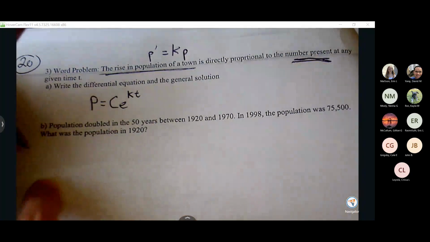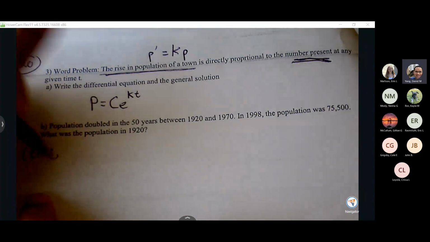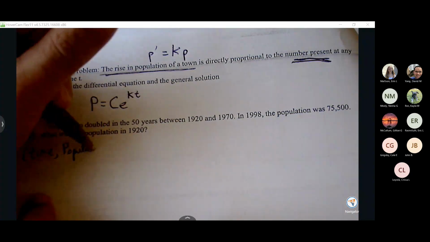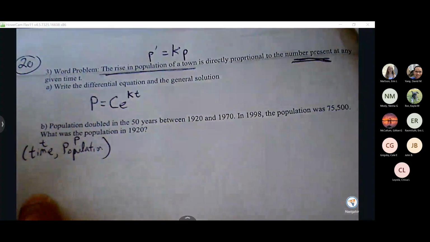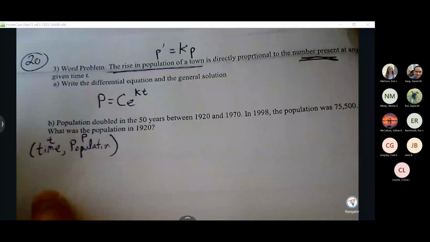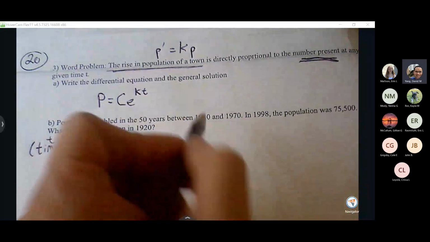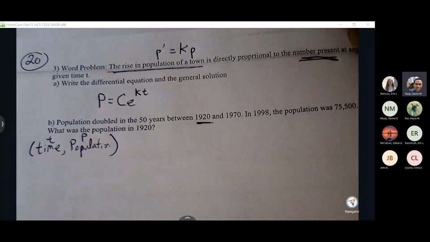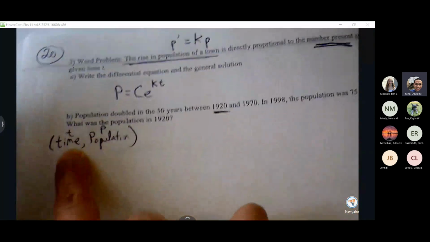All right. So I like to create ordered pairs. Time is my independent variable. Population is my dependent variable. So I like to find the earliest time and use that to represent my earliest year. So I'm going to use 0 instead of 1920. It's just easiest if I can, anytime I can involve 0.